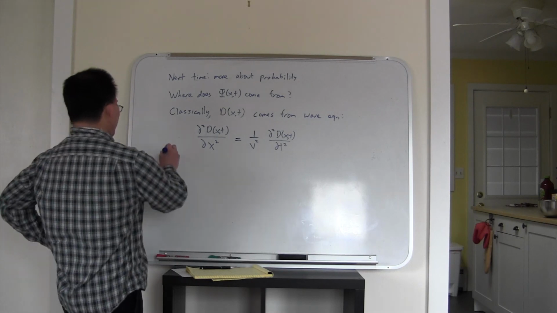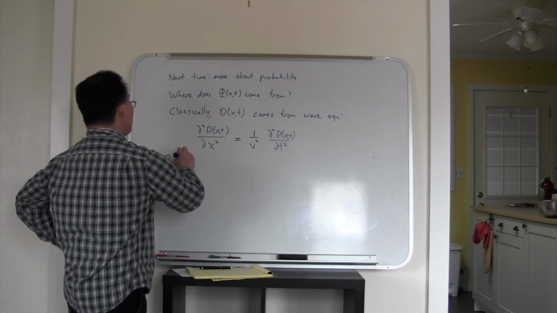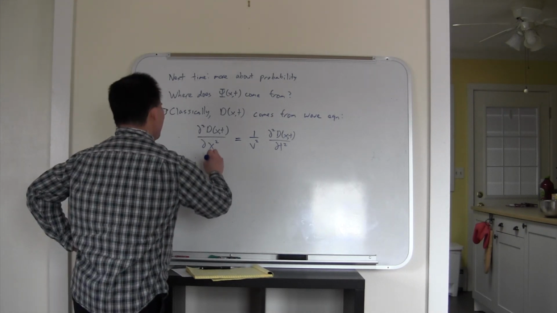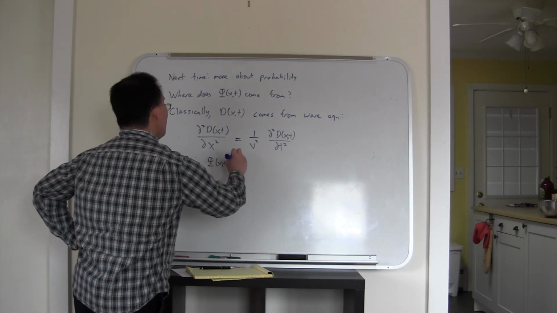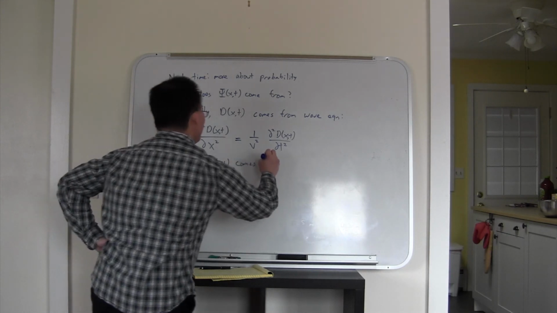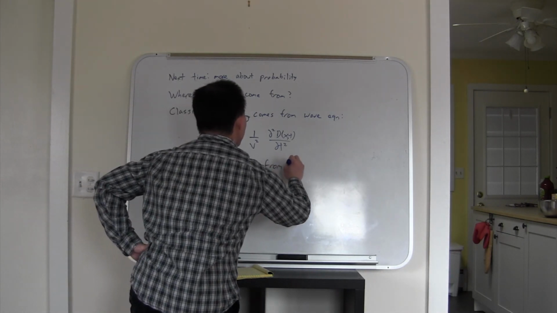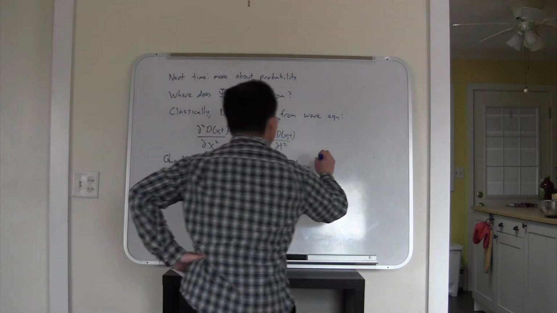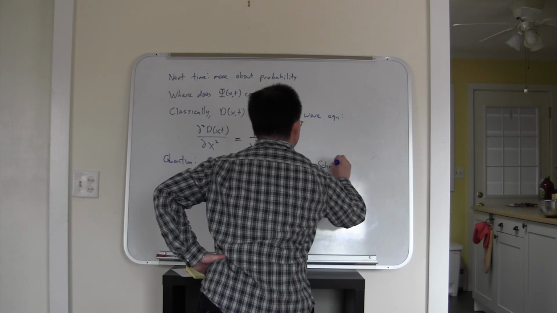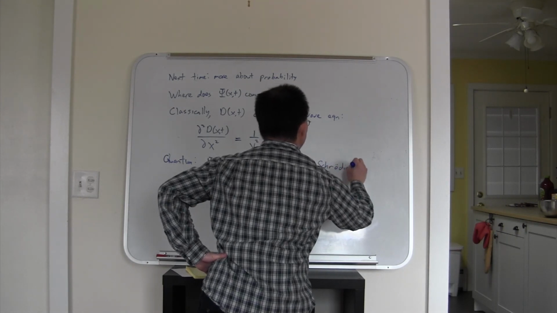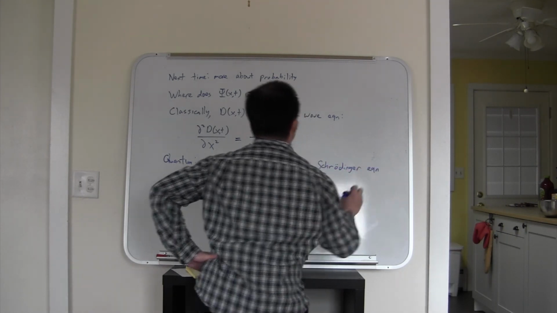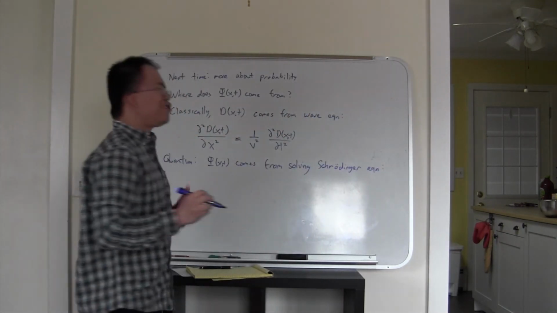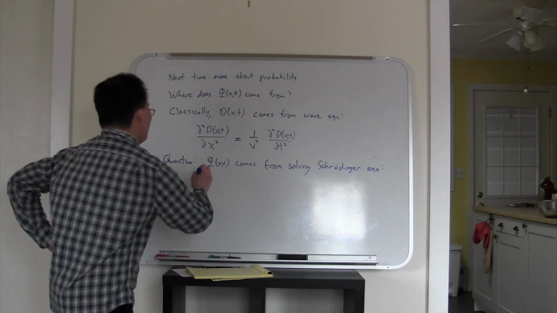So quantum mechanically, the wave function comes from solving the Schrodinger equation, which is also a partial differential equation, and it happens to look like this.